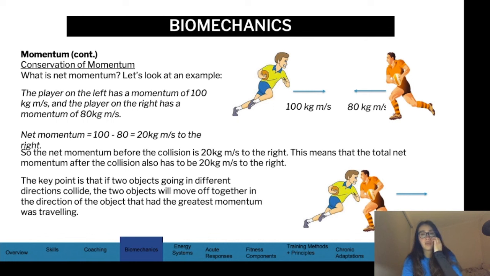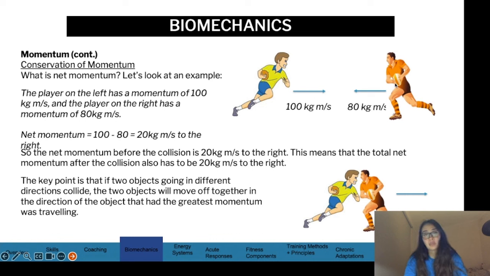So just explaining this a bit further, if we look at this example, we've got this one rugby player here whose momentum is 100 kilograms meters per second, and the player on the right has a momentum of 80 kilograms meters per second. This guy obviously has a greater momentum, and so when they collide, they're going to keep traveling in this direction, because this guy has the increased momentum. So net momentum is equal to 100 take 80, 20 kilograms meters per second to the right.